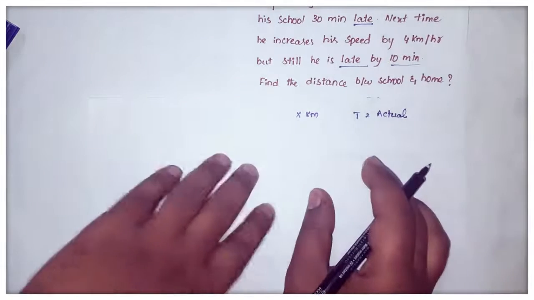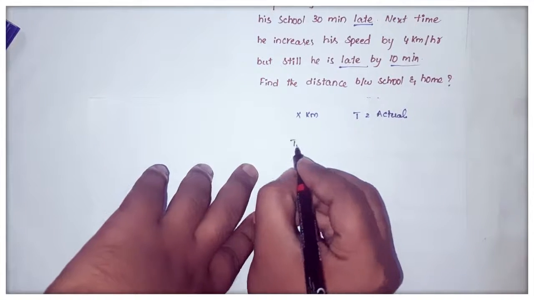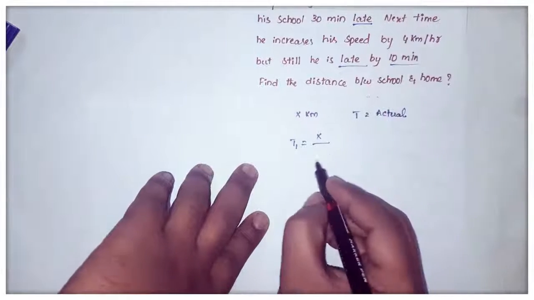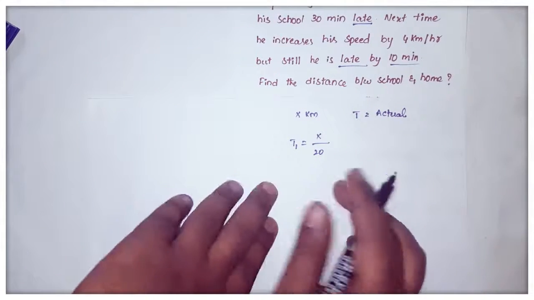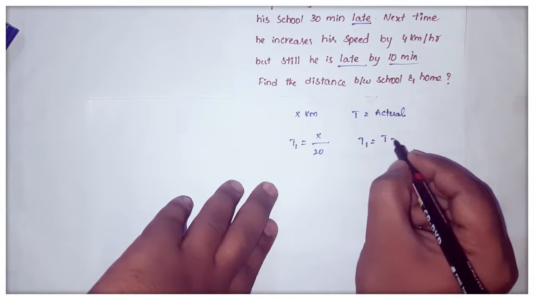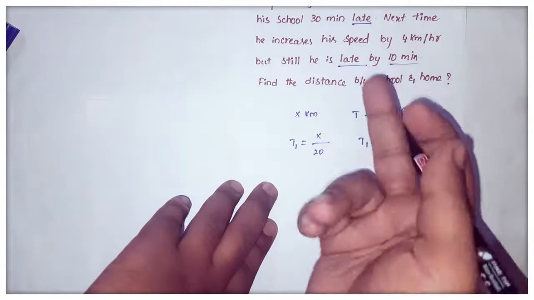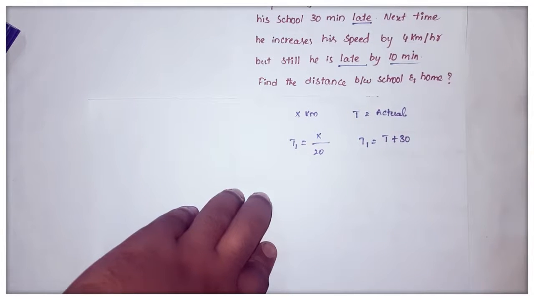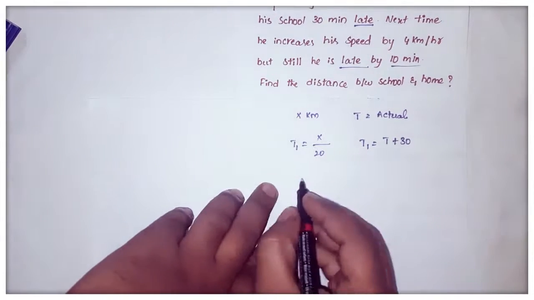So in the initial case 1, t1 is nothing but x kilometers by how much speed? 20 kilometers per hour. So t1 is nothing but actual time plus 30 minutes, since he is late by 30 minutes, we must add that number of minutes to the actual time. So what is t2?